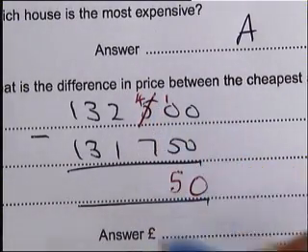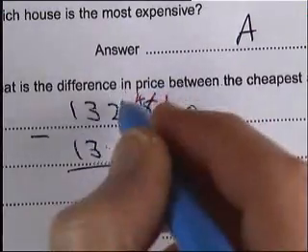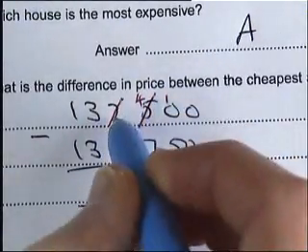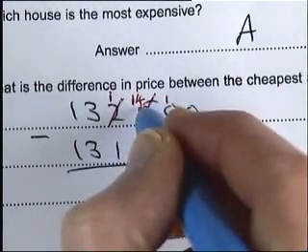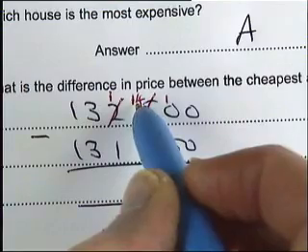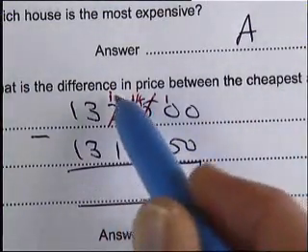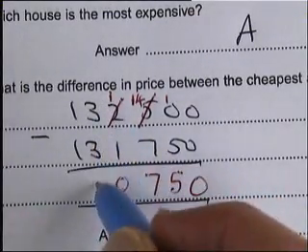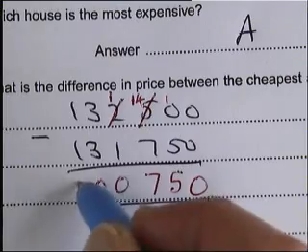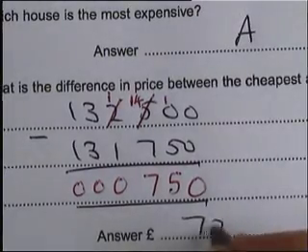4 take away 7 I can't do. I can't take 7 away from 4. 4 is not big enough. So I come over here and borrow 1 from there. So I knock this number down by 1. And it's a 1 I put there. It's always a 1 I put across. That makes that 14. 14 take away 7 is 7. 1 take away 1 is 0. 3 take away 3 is 0. 1 take away 1 is 0. So there's my answer. The answer to that question was £750.